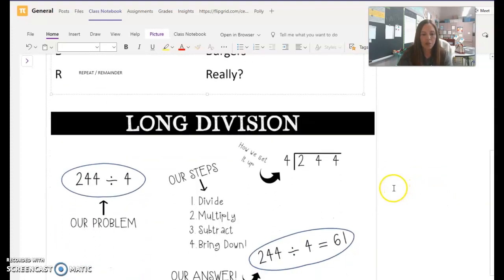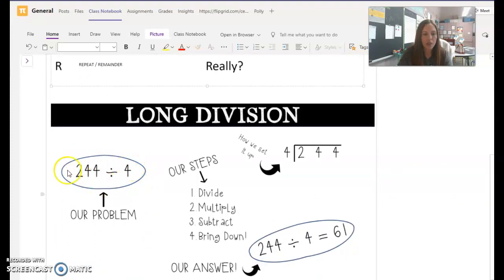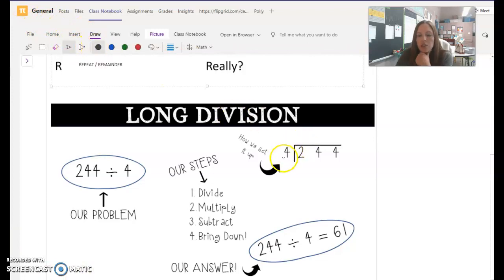So if we look at our problem here, this is how a lot of division problems are written out. So 244 divided by 4. And then we come over here, this is how we set it up. We put the 4 on the outside and the 244 on the inside. Okay, so if we were going to follow our steps, the very first thing is we would divide.